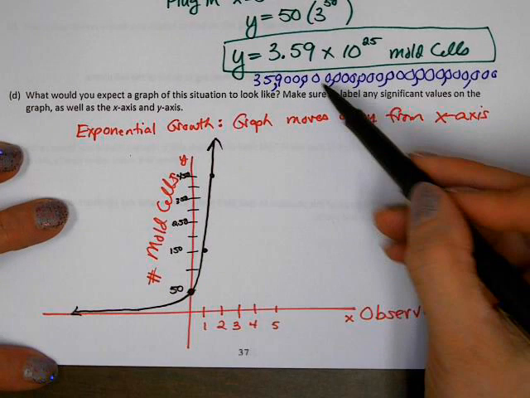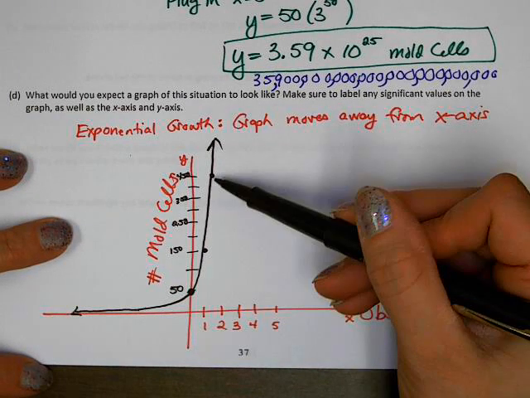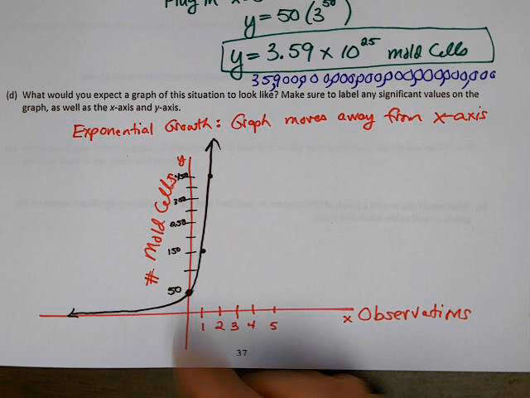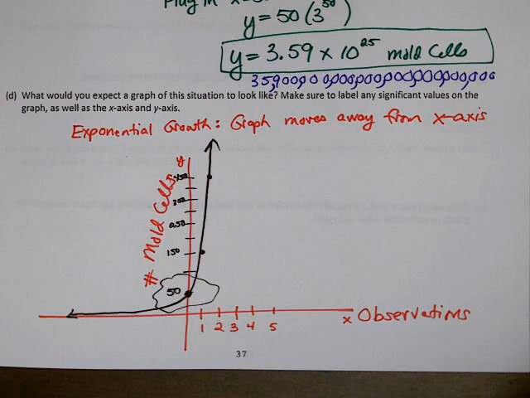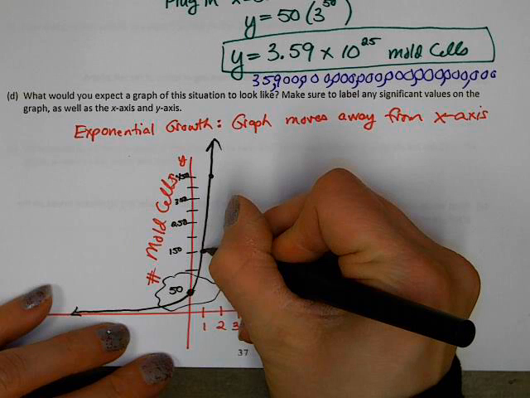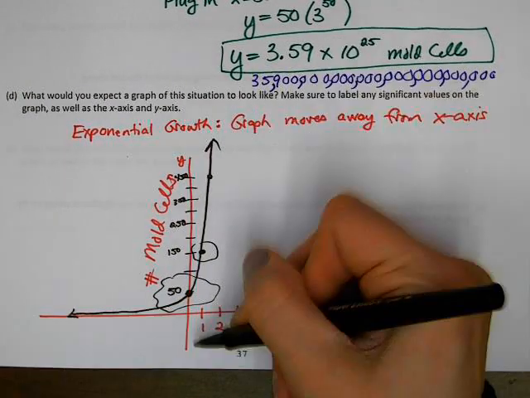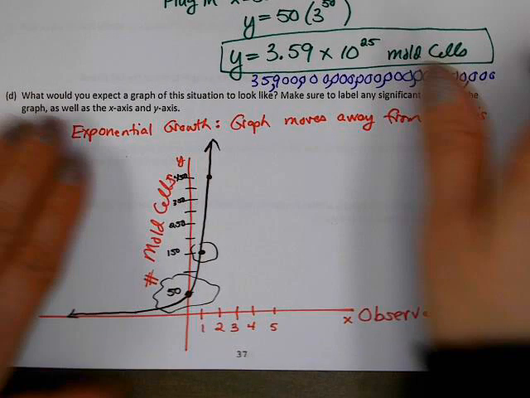I'm not going to put 35 octillion on the graph. It definitely starts to grow real fast. Okay, so the important numbers I would need to see, definitely show me the starting number 50, and maybe show me the first one. Okay, this one you could fit for sure, and maybe even the second one. We can't fit much more than that. Okay, let's go look at another story.